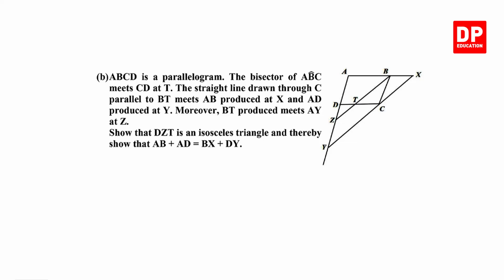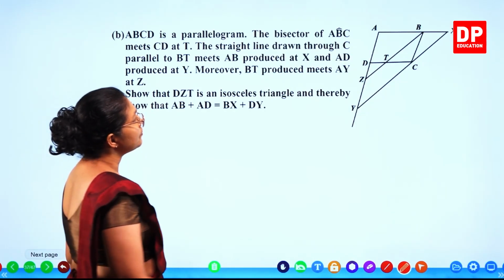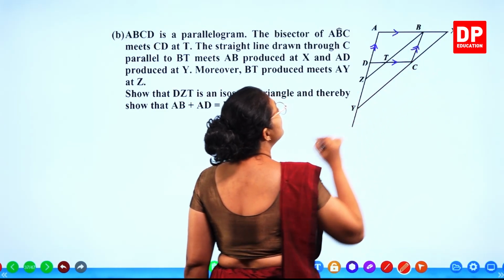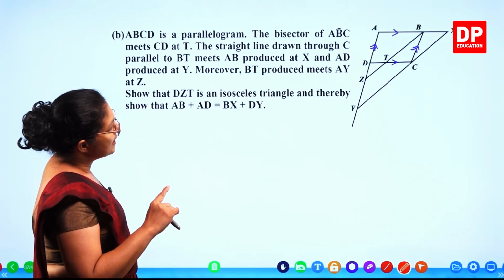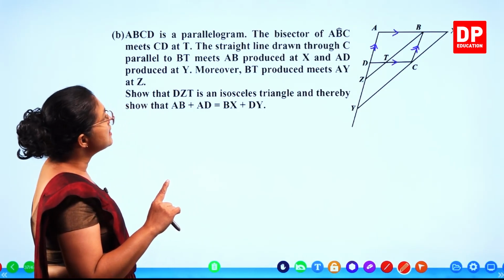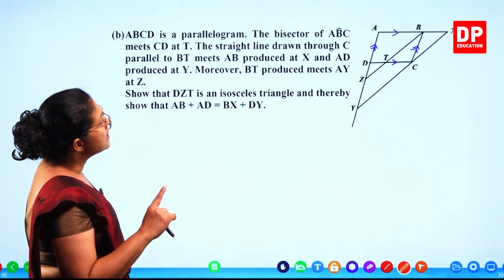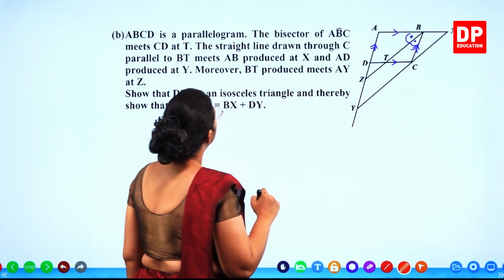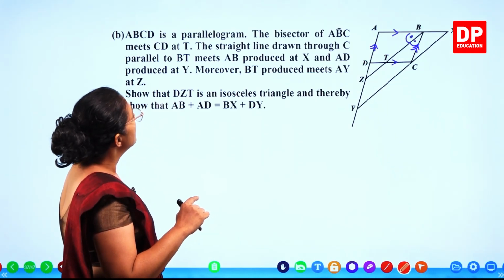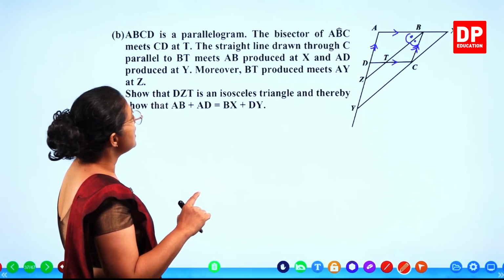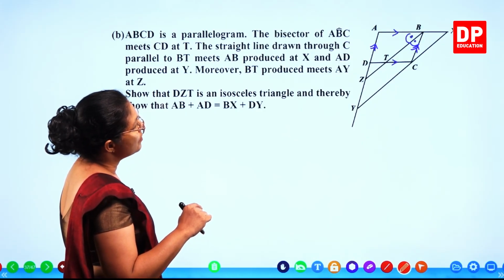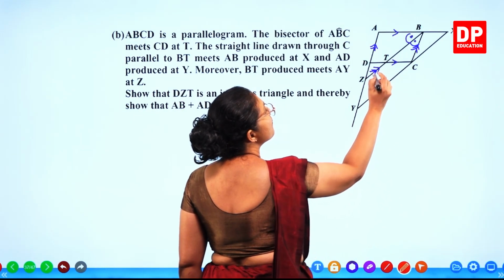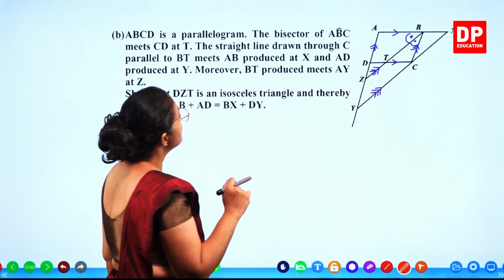ABCD is a parallelogram. So that means these two opposite sides are parallel and equal. The bisector of ABC meets CD at T. So bisector means this angle is the same as this angle. AB produced, and the straight line drawn through C parallel to BT. That means this line is parallel to this line. This line meets at Y.